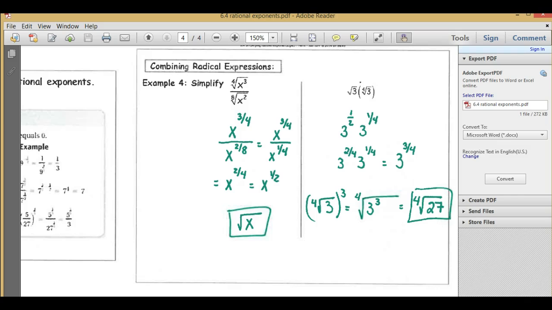Now again, write it as a radical. 4th root of 3 cubed. Well, 3 cubed, I would expect that you would know, or you could plug in your calculator and get 27. So the 4th root of 27 is my preferred answer.